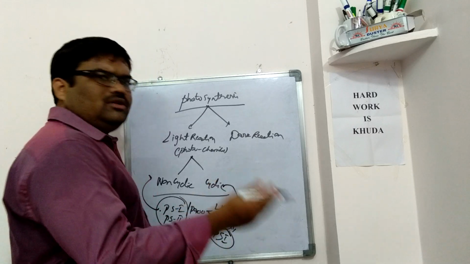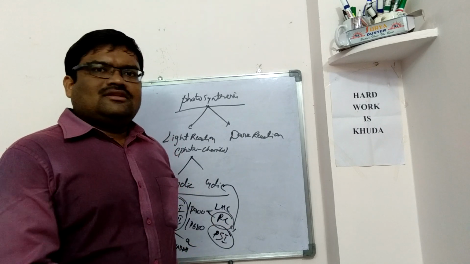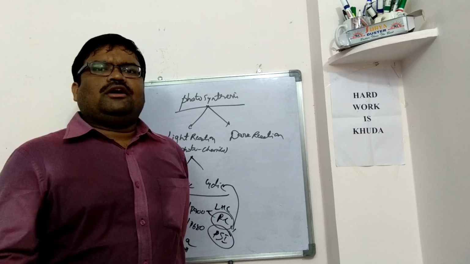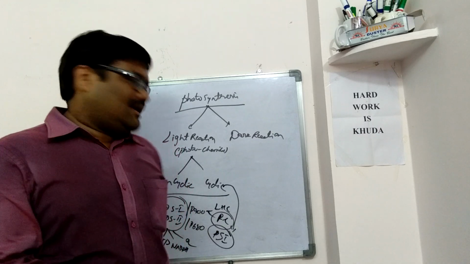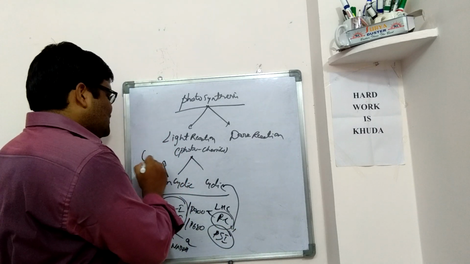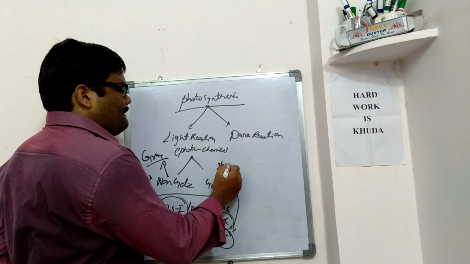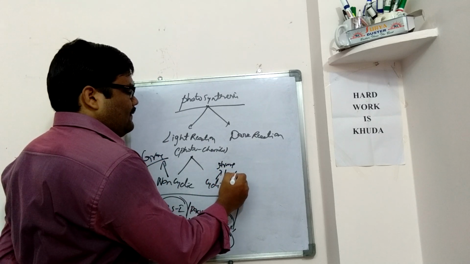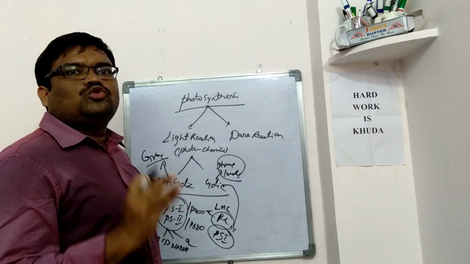PS1. Because we knew that chloroplast is the site of photosynthesis. I am not going into the basics, okay? Chloroplast is the site, that means the location where the photosynthesis takes place. So the grana membrane, the grana lamella: non-cyclic will take place in grana, but cyclic will take place in stroma lamellae.